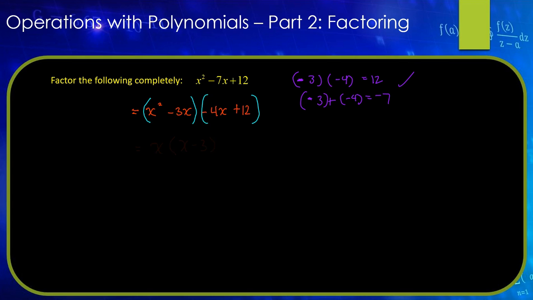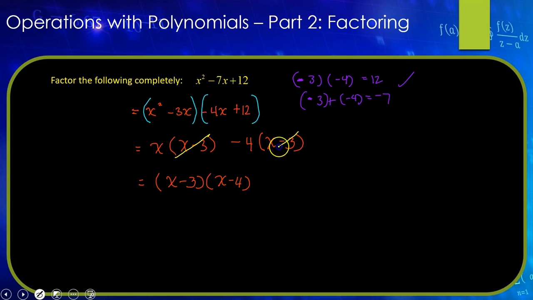The first set I can factor out an x, which gives me x times x minus 3. The second group I can factor out a negative 4, which gives me negative 4 times x minus 3. Now I'm going to factor out the x minus 3 they have in common. So what I'm left with is x minus 4, which is what ends up over here. And that's the final answer for this. Let's try another one.